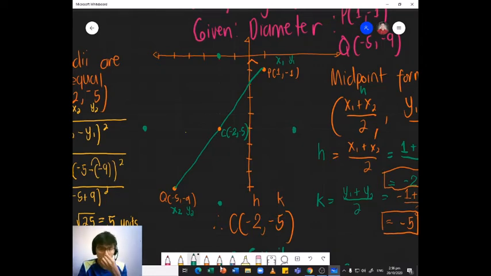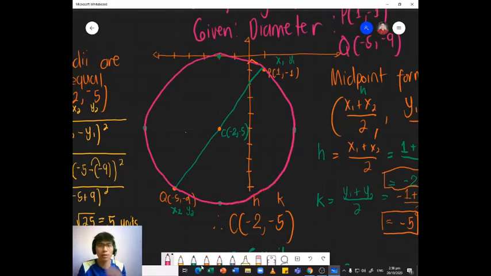Let's connect this one, and make it a little more perfect to have a better circle here. It should pass through the point Q because that is an endpoint of our diameter. It should also pass through the point P because that is the other endpoint of our diameter. I'm almost done. There you go, this is now the graph of our circle.